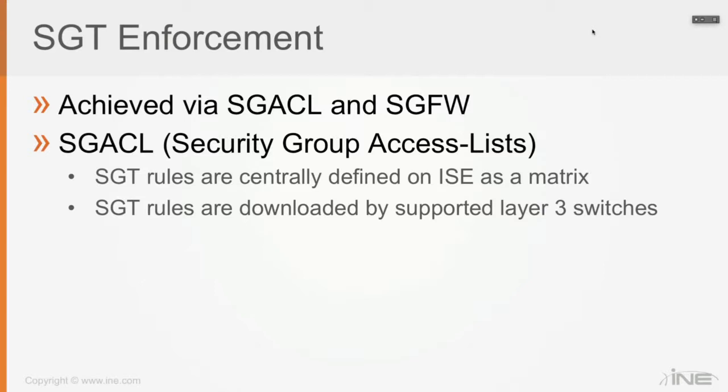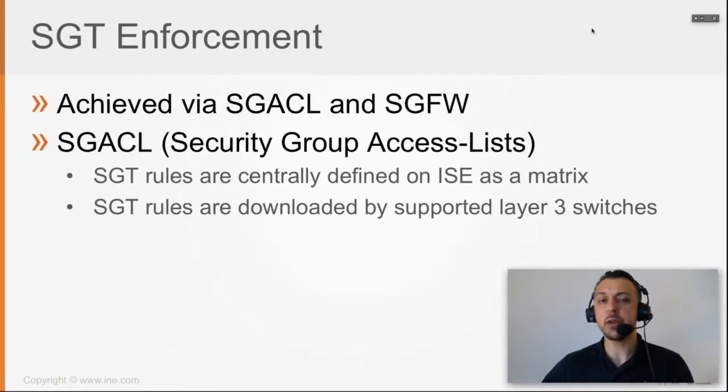So security group access list means that you go on ISE and you define an access list of SGT tags: what SGT tag can speak with what other SGT tag. And then switches are going to download that ACL based on SGT tag values from ISE. And using that ACL from ISE, they're going to control IP traffic back and forth based on the SGT values.